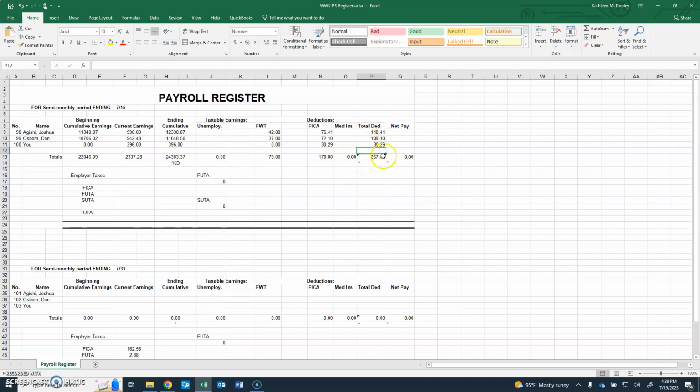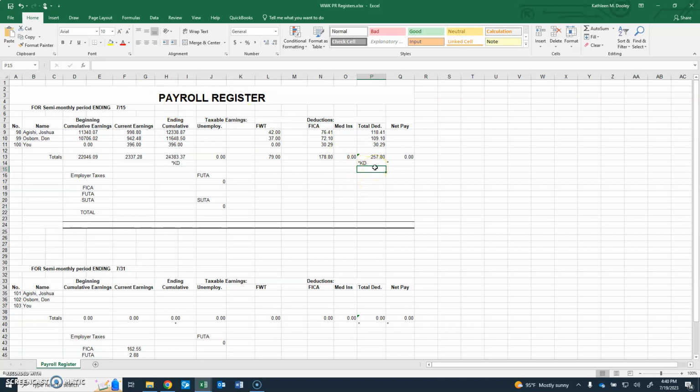Okay, so there's our total deductions, and again, there's a little asterisk to remind you that you need to cross-foot that column. Since I added FWT and FICA to get each individual total deduction, I need to do the same with the totals. $79 plus $178.80, and does that equal $257.80? Yes, it does. So here I will put in my initials to show that I did double check that.